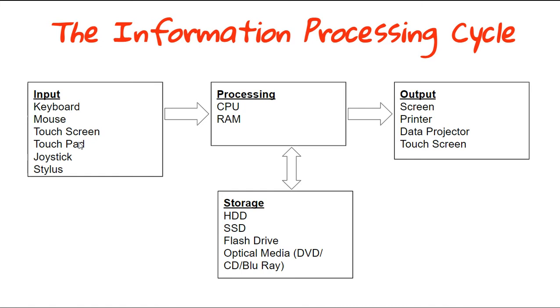Processing, we're looking at two particular things: the central processing unit, the CPU, and the random access memory, the RAM. Output. How do I see what I've put into my device and I've processed? Well, I've got a screen, monitor, printer, data projector in a classroom, a touchscreen.